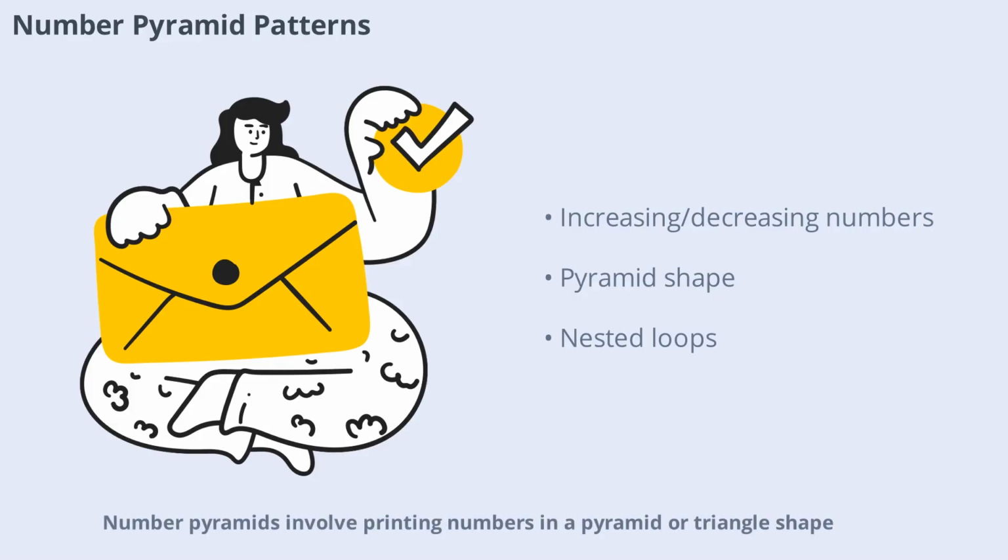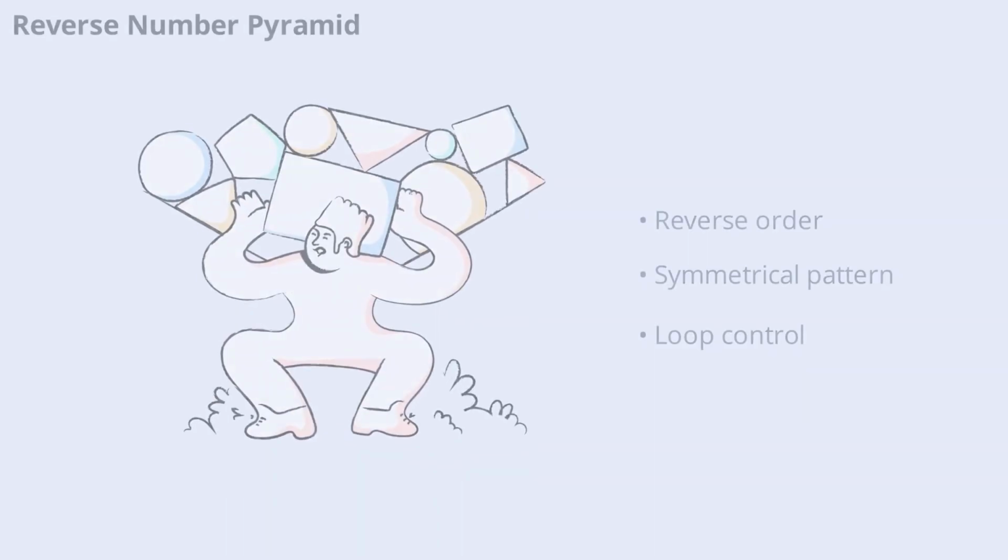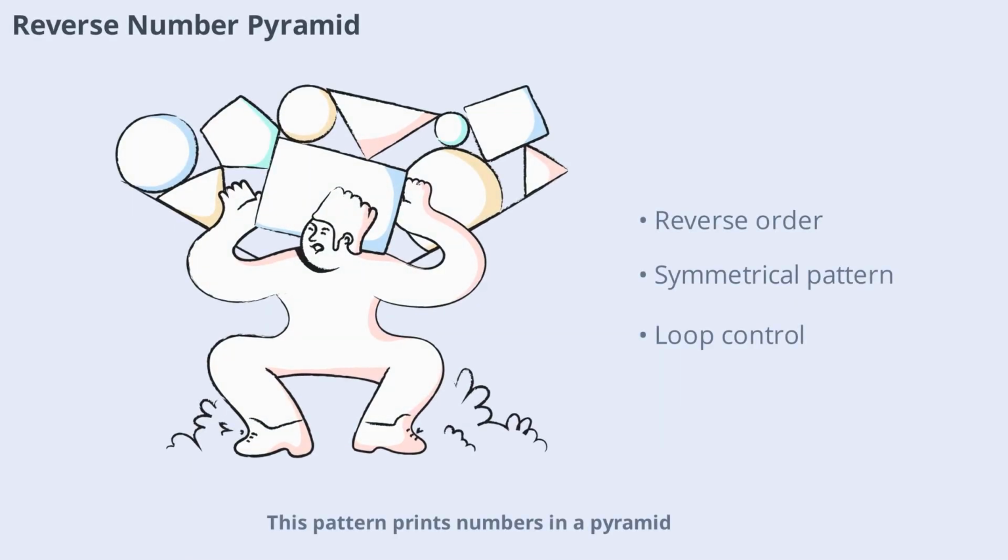Number pyramids involve printing numbers in a pyramid or triangle shape, often with increasing and then decreasing sequences. These patterns challenge your understanding of nested loops and output formatting, helping you build more complex logic. This pattern prints numbers in a pyramid, but with each row starting from a higher number and decreasing, then increasing again. It's a great way to practice manipulating loop variables and controlling the direction of your sequences.